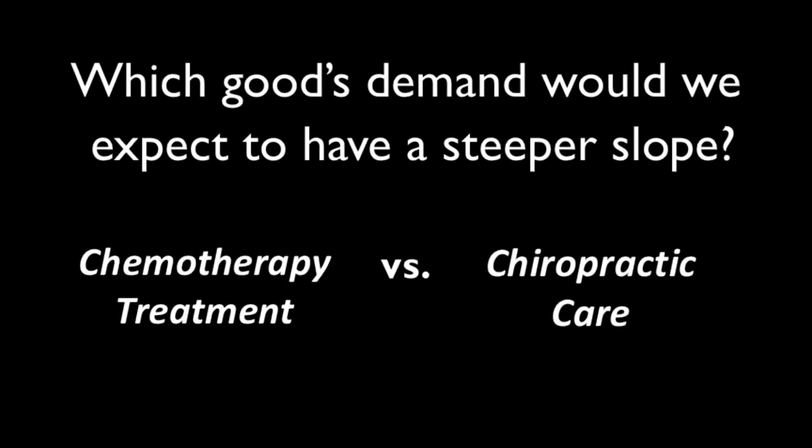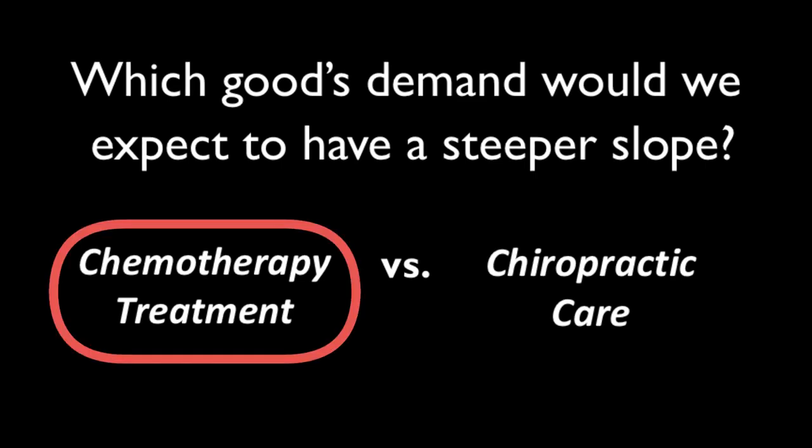Final comparison is chemotherapy treatment versus chiropractic care. And again, the question is, which good's demand would we expect to have a steeper slope? Chemotherapy is the treatment you receive for cancer. Chiropractic care is what you get when you've got a sore back. This one's pretty obvious, hopefully. We would expect chemotherapy treatment to have a steeper demand curve because if you have cancer, you're not going to care very much what the price for chemo is. Whereas if you have a sore back, whether or not you go to the chiropractor is probably going to be dependent on what the price tag is.